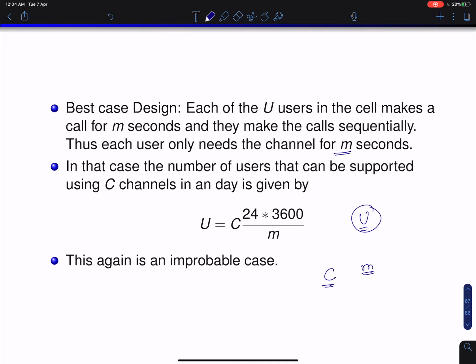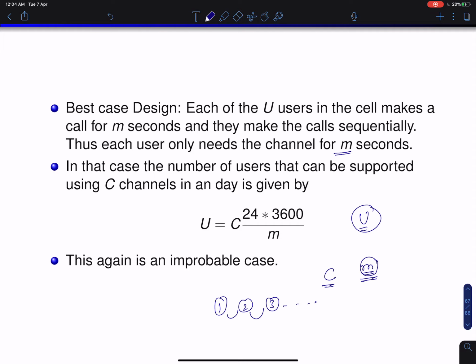Okay, so since he is only going to talk for m seconds, I can simply time multiplex each user, and I'll assume that each user is going to make the call sequentially. So first guy makes a call after m seconds, second guy makes a call after m seconds, third guy makes a call, and so on. If they do that, that's like the best case scenario.